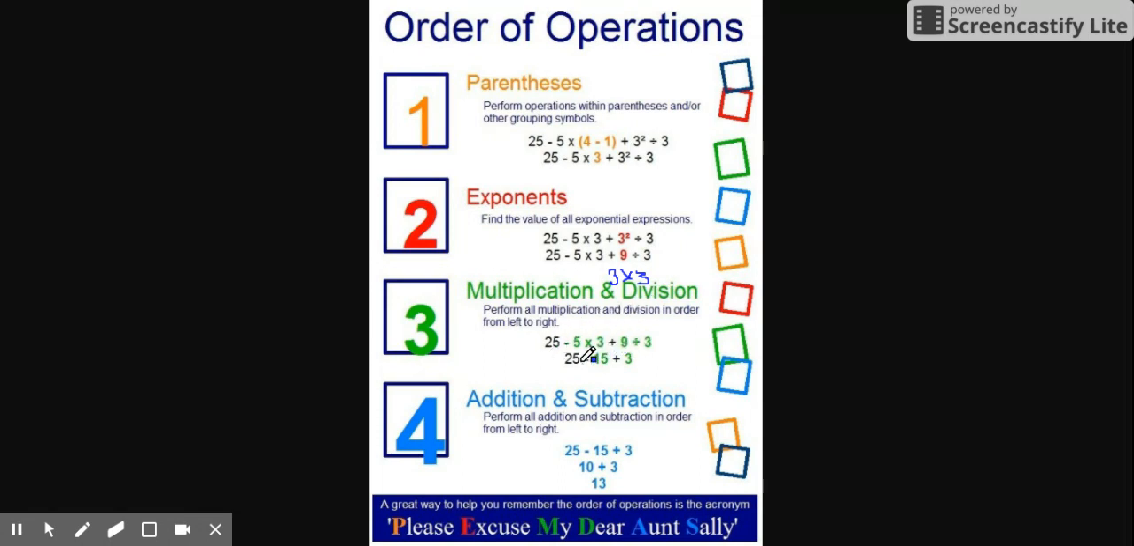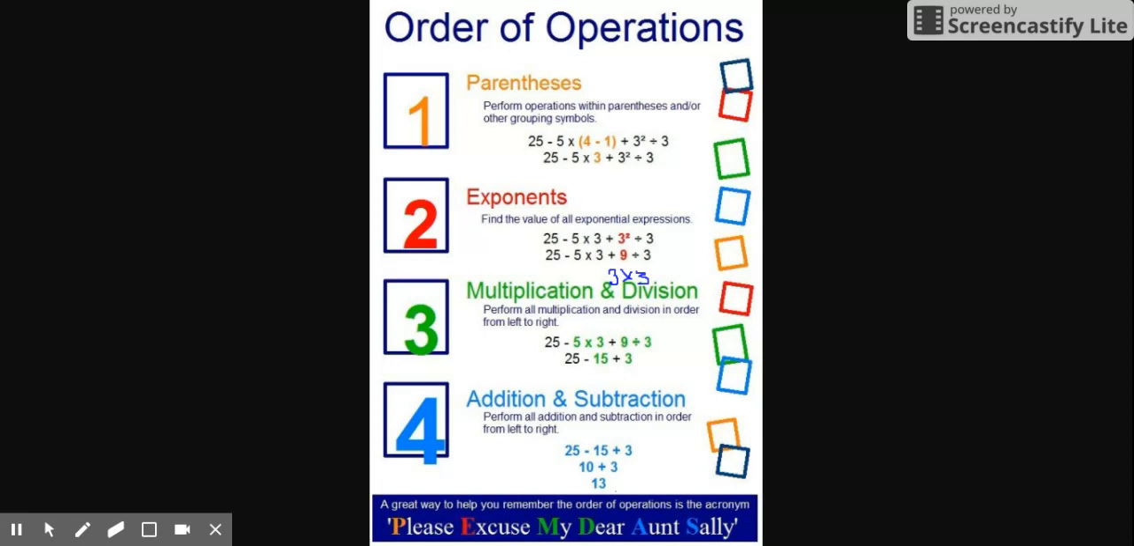That's why we did 5 times 3 first, then 9 divided by 3. Then last, you do addition and subtraction, and again you start from left to right. So I did 25 minus 15 first, then added 3 last, and my answer is 13. You can replay this video if you need any help.